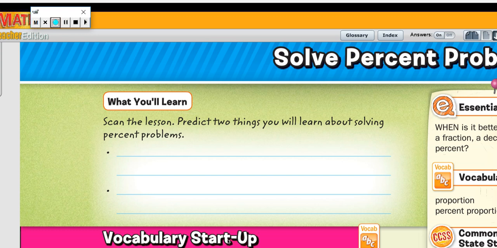Sixth graders, turn in your book to page 155. Today we're going to be looking at solving percent problems. We're going to start with a little bit of vocabulary. So we have two new vocabulary words that you see here in the middle of your page.